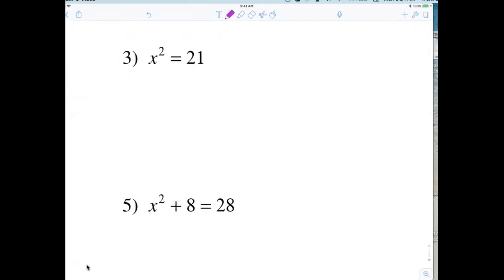Number 3. So we take the square root of both sides. So x is equal to plus or minus the square root of 21.